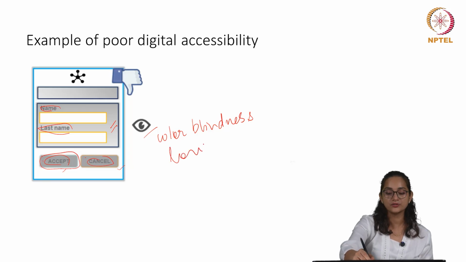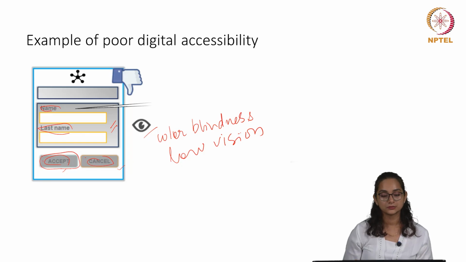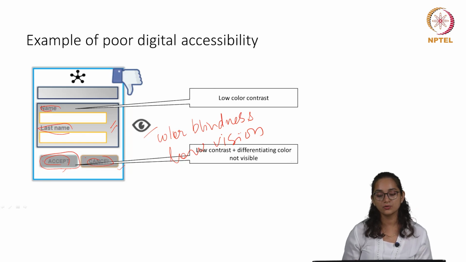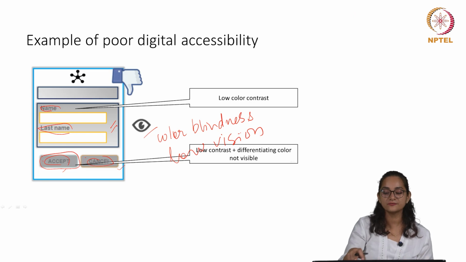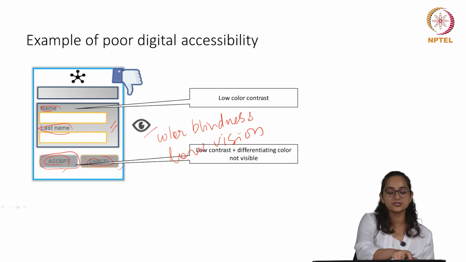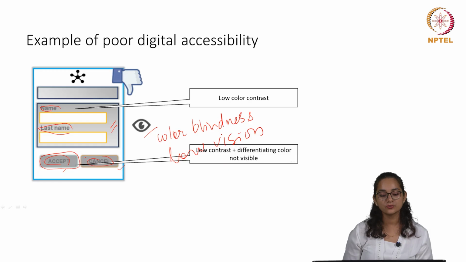So it can be low vision related issues. Of course low color contrast, plus differentiating color is not visible for each of the buttons. So you are not able to read the text, but you are also not able to understand what is what just by color. People who are unable to read English can rely on color, but if it is not visible, they are not able to do it.